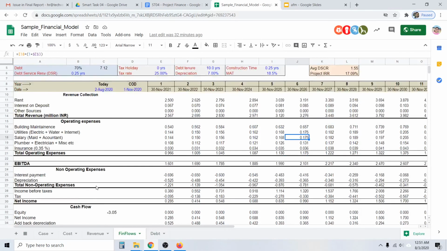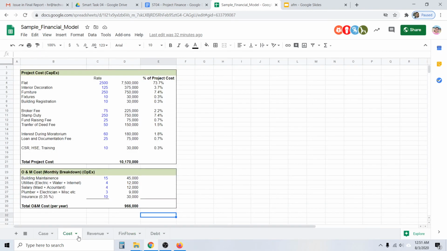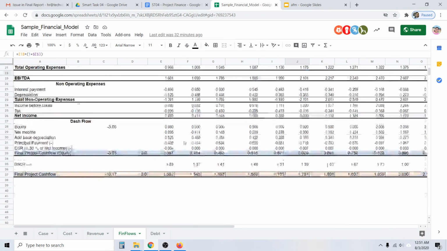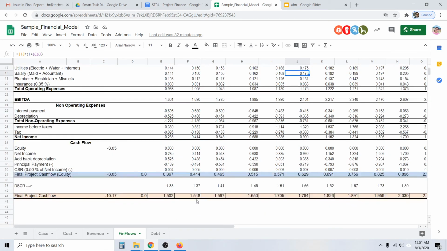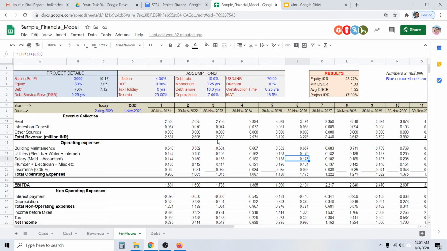Again you need to prepare a separate sheet for fin flow and the debt like this. Whatever you have done here, cost and revenue, you need to put in the fin flow sheet like this: revenue, cost, EBITDA, depreciation, interest payment, and all these things, and final cash flow. It will generate the IRR. This is how everybody prepares a financial model. Everyone gets a sample financial model and they just try to reconfigure that sample financial model, and they arrive at their final financial model.